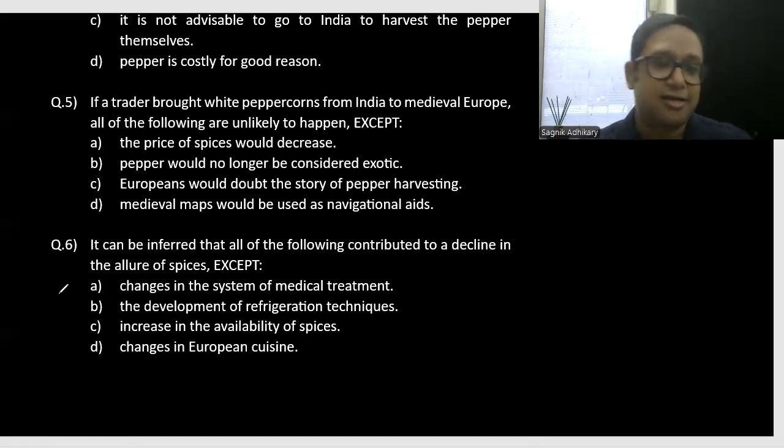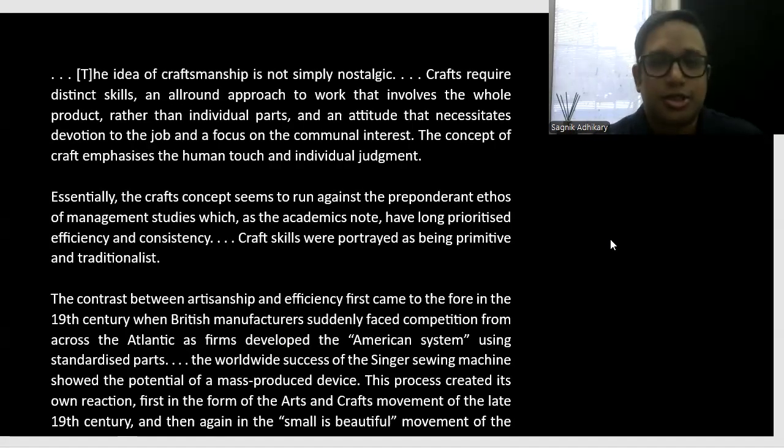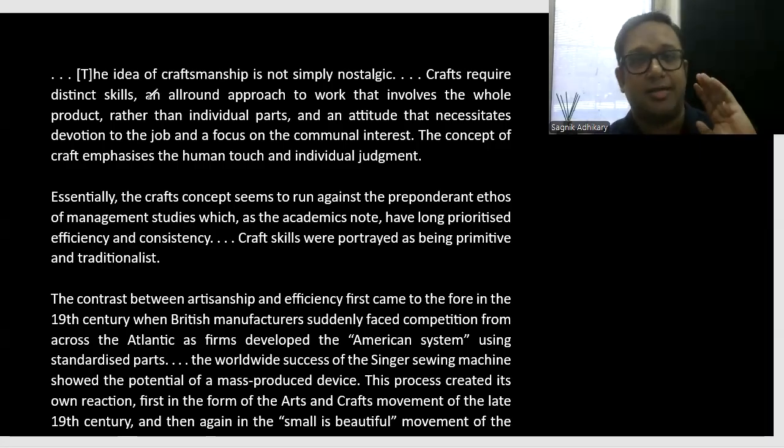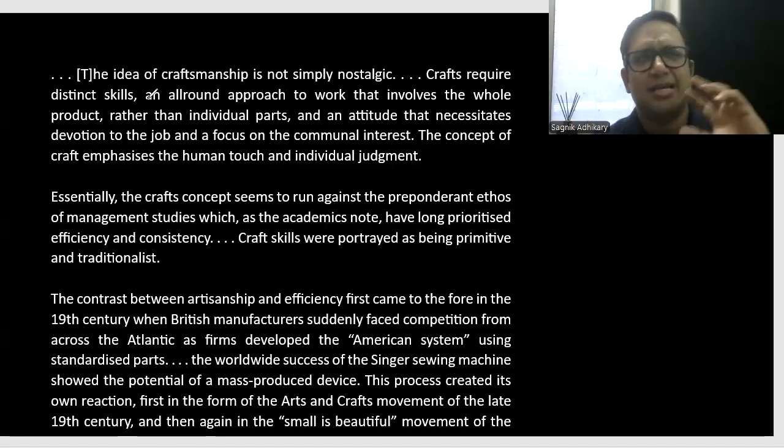But that said, there are tougher questions. Now, for the third passage, let's look at something a bit more challenging so that we can see the other side of the spectrum. This is a passage from the first shift, the morning shift of CAT 2024. This talks about craftsmanship. Craftsmanship is mentioned in the sense of it being opposed to mass production. Mass production is efficiency. Craftsmanship is more like handmade things, individually made things, artisanal products.